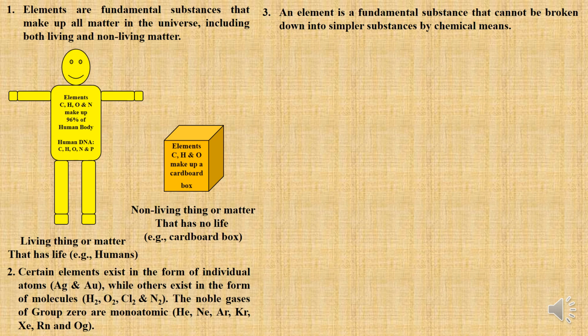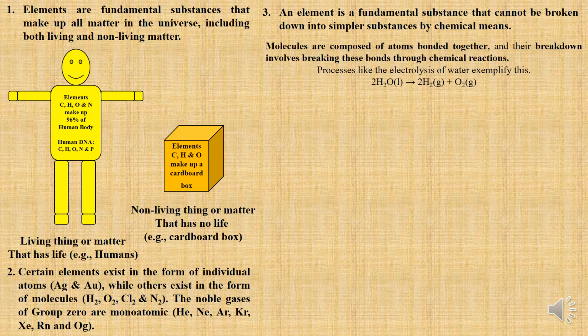An element is a fundamental substance that cannot be broken down into simpler substances by chemical means. As you all know, molecules are made up of atoms, and these atoms are interconnected by bonds. If you want to break down a molecule, you have to break these bonds that are interconnecting the atoms, and this is possible only through chemical reactions. A process like the electrolysis of water will explain this.